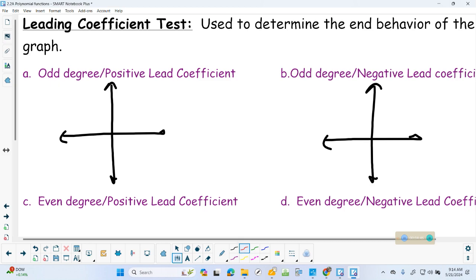So if you have an odd degree, x to the third, x to the fifth, so on and so forth, and a positive lead coefficient, I kind of think of it like a positive slope. We're going to have our left end falling, I'm going to draw a third degree graph, and our right end rising. So we would say the left end falls, the right rises.